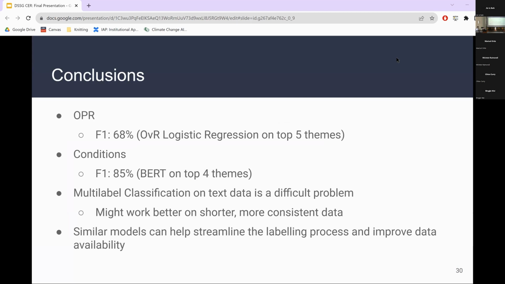Multi-label classification on text data is a difficult problem. This isn't really a new insight, but what we've identified is that it will likely work better on shorter, more consistent data, such as the conditions data set. Similar models in the future would definitely help streamline the labeling process for CER and improve data availability, both within their organization and for the general public's use. So for data sets that might look more like the conditions one, we would definitely recommend they continue looking into this.